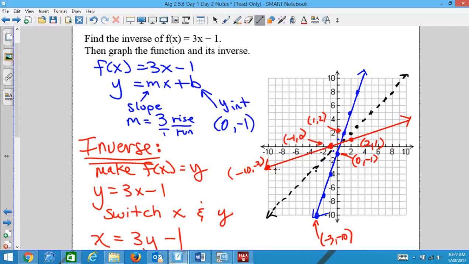This is where you color. Oh yeah, that was my second color. Sorry, that's the blue and the red. You can do it in pencil and then color it over if you want. This is how we can tell the difference between our inverse and our original.